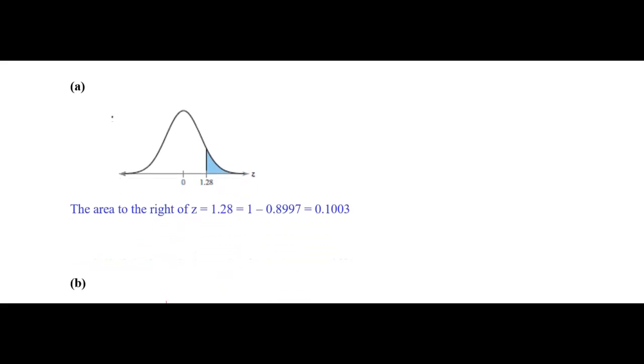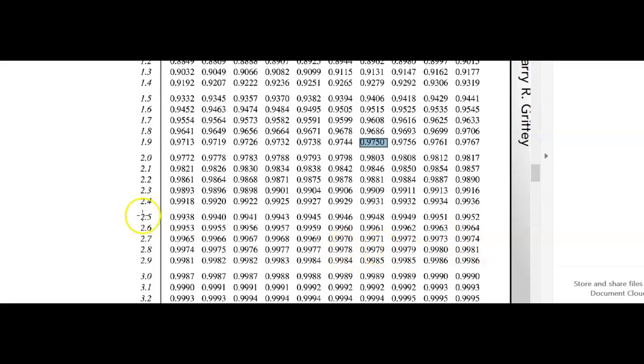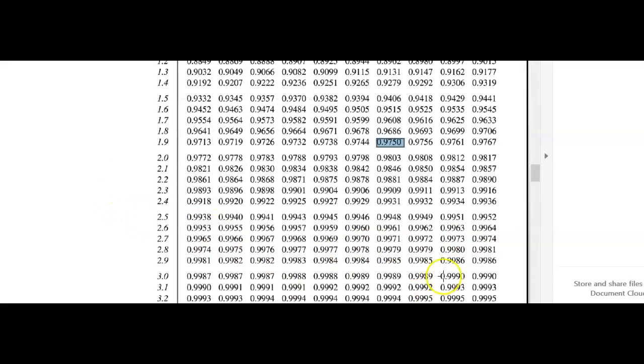The area on the right side of 1.28. The right side of 1.28. So find 1.2, 1.20, 1.21, 1.22, 1.23, 1.24, 1.25, 1.26, 1.27, 1.28, 0.8997. But remember, this is not the area on the right side. This is the area on the left side. 0.8997.